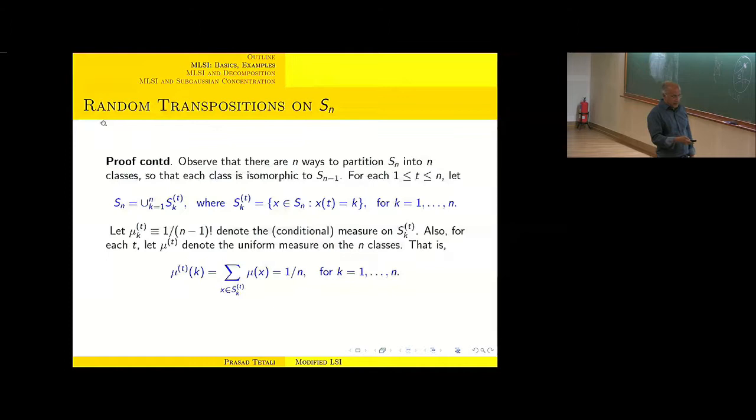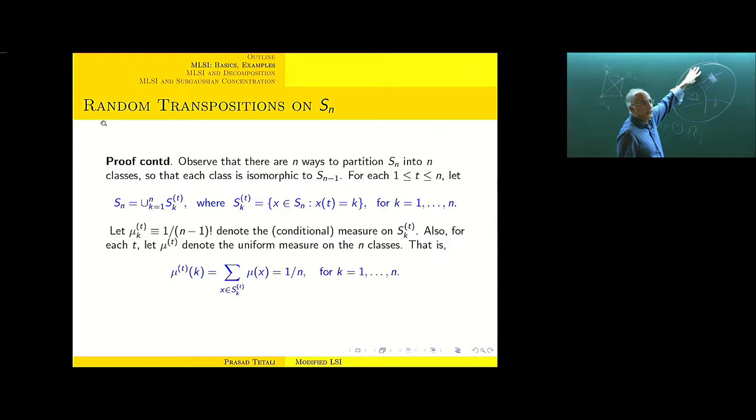Now, the measure restricted to that piece is just 1 over (n minus 1) factorial, because I'm not going to move that card from that position. So that says 1 over (n minus 1) factorial. And on the projection, what measure do I put? Well, each of these has (n minus 1) factorial, which is 1 over n of the whole. So this will be 1 over n. So it's like a complete graph with uniform on the other one. Okay? So that's mu t.